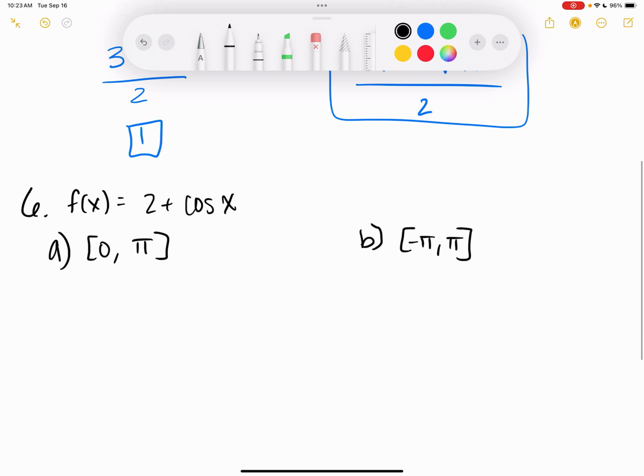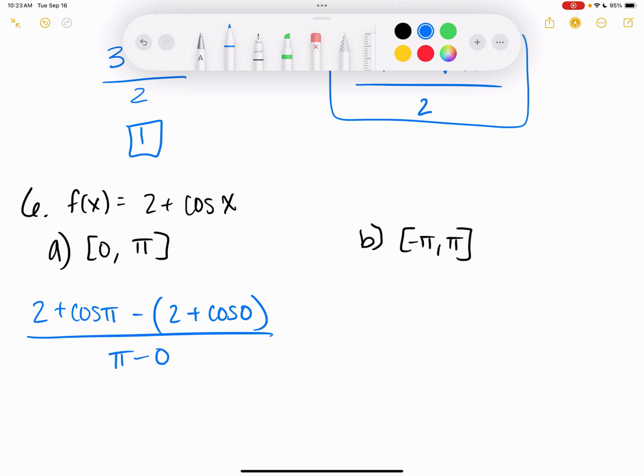So plugging in, we've got 2 plus the cosine of pi minus, I would put this in parentheses unless you're going to go ahead and change the signs as you write them both, since it's 2 and cosine. So then 2 plus the cosine of 0, all over pi minus 0. Do you remember what the cosine of pi is? Yep. So that'll be a -1, and then cosine of 0.